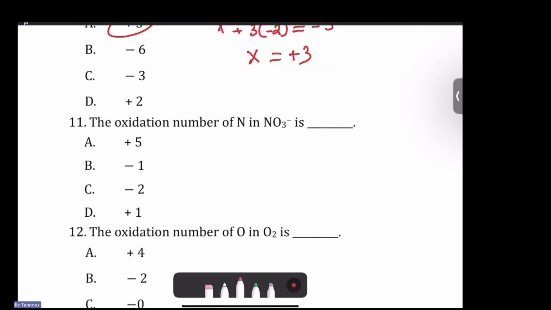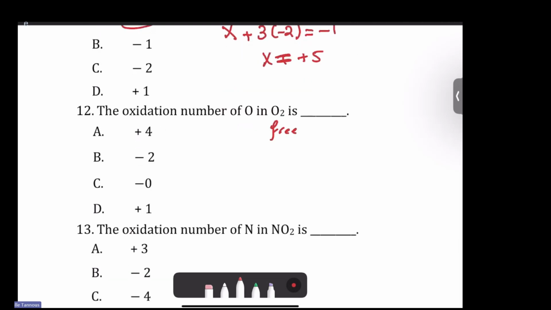NO3 minus, N is unknown. Again, 3 oxygens, each one is -2, and that is equal to the -1 over here. X is +5.